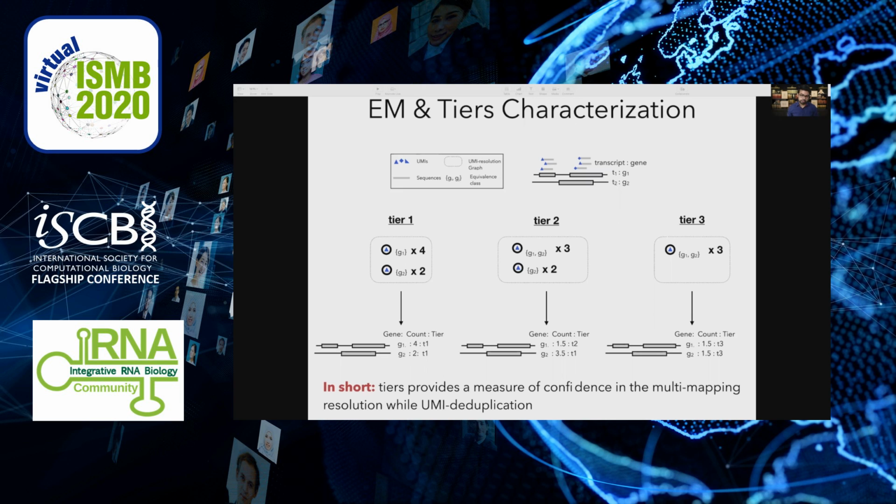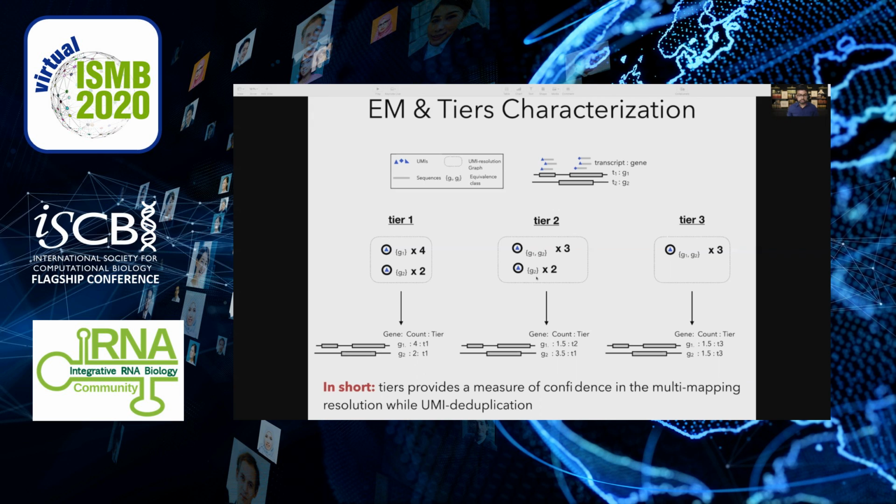Just to give a brief summary, Alevin divides the problems into 3 tiers based on their difficulty. Here, I'm showing at the top 2 transcripts, T1 and T2, coming from 2 genes, G1 and G2. The first version of the problem, or the easiest version of the problem, is when gene G1 has all unique mapping reads and the second gene G2 also has all unique mapping reads. The problem is easy and both of them can have separate counts. A more difficult version of the problem is when some subgroup of the genes have unique reads and some subgroup of genes have multi-mapping reads.